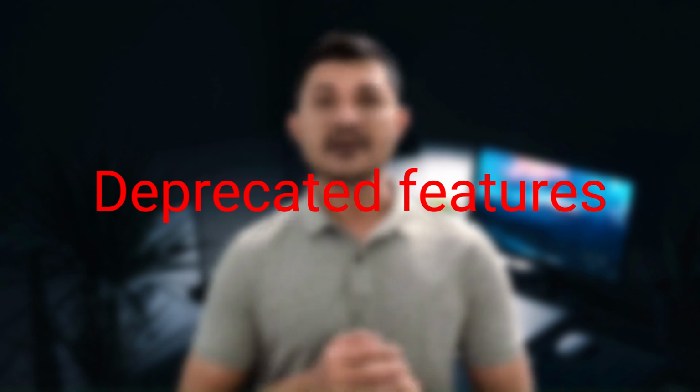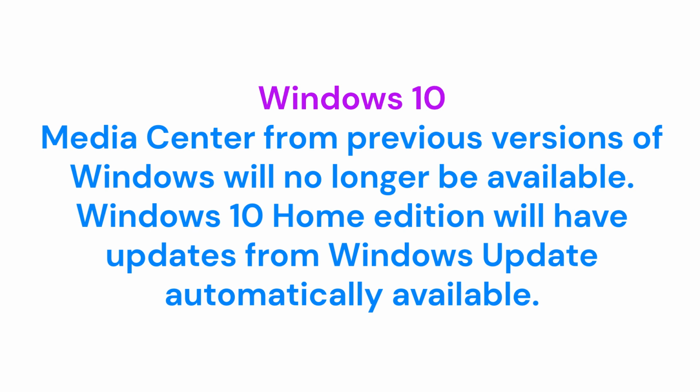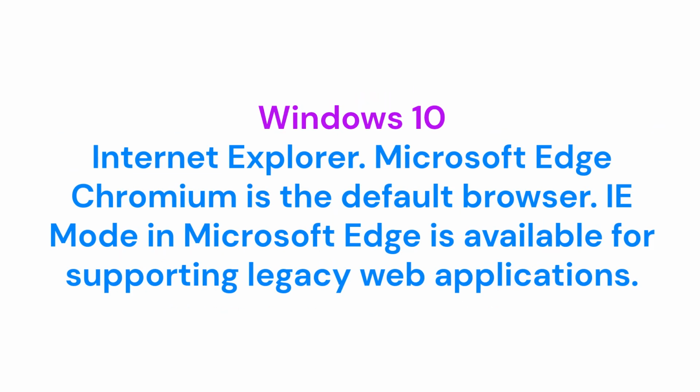Deprecated features. When you upgrade to Windows 10 or 11, some features in your old operating system may no longer be available. The following list details the deprecated features that aren't a part of Windows 10 and 11. Windows 10. Media Center from previous versions of Windows will no longer be available. Windows 10 Home Edition will have updates from Windows Update automatically available. Internet Explorer. Microsoft Edge Chromium is the default browser. IE mode in Microsoft Edge is available for supporting legacy web applications.